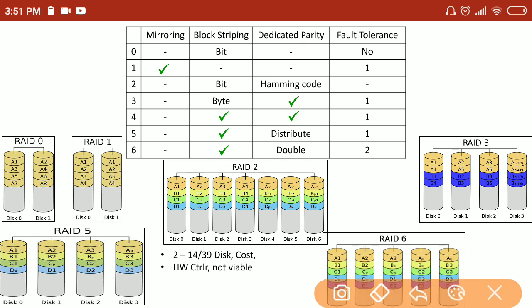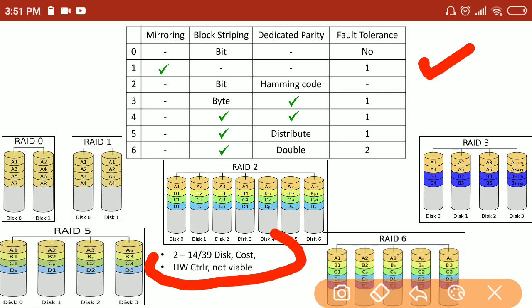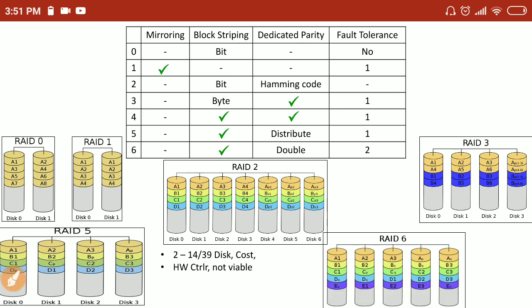And in RAID 2 it is bit level striping, and it is using Hamming code for parity, and I am not certain about its fault tolerance, but it is more than one drive, I think. But this is very costly. This RAID 2 is very costly, and it is not viable, and it is actually using 14 to 39 disk drives and a dedicated hardware controller as well.